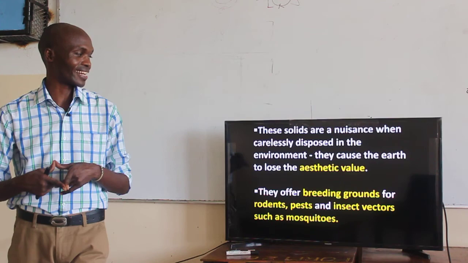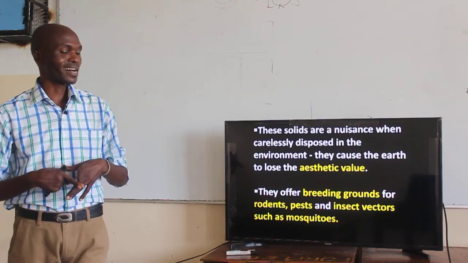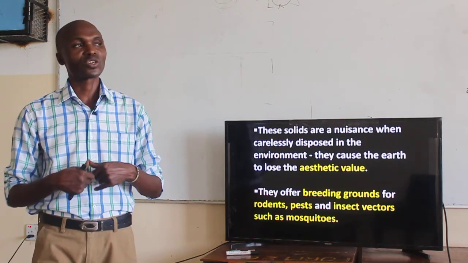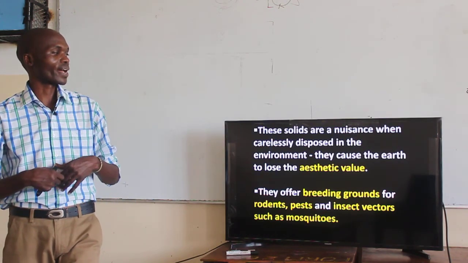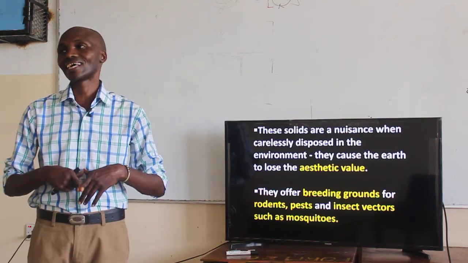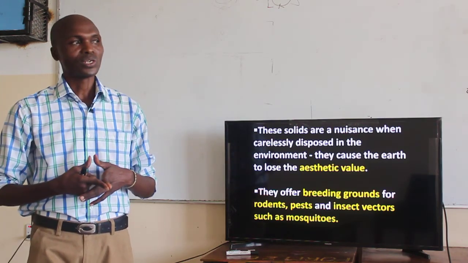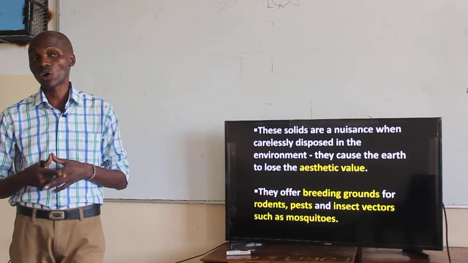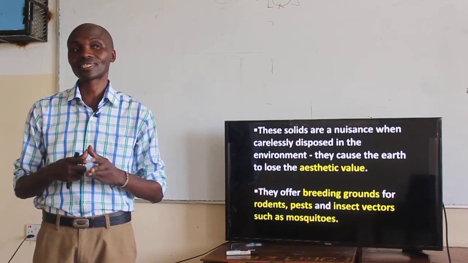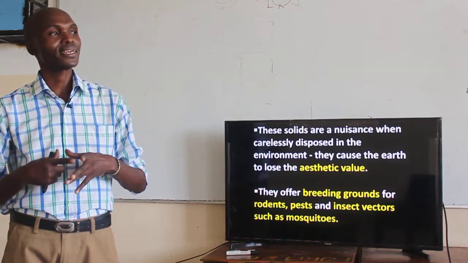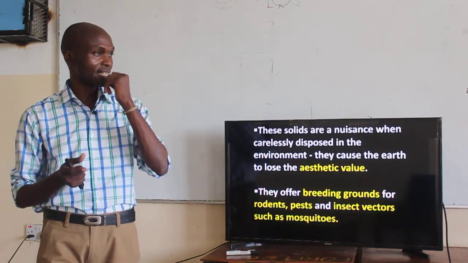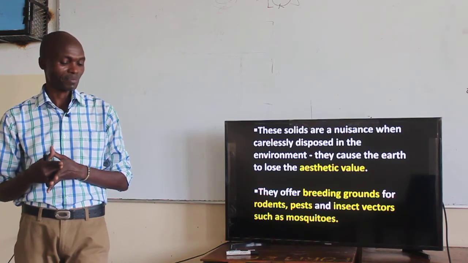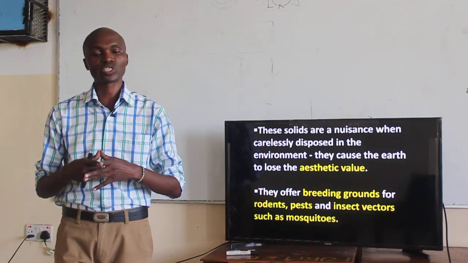Generally, we are saying that if they are not properly disposed of, then they cause our earth, our environment, to lose that aesthetic value. In other words, the beauty derived from a given area is lost if this solid waste accumulates to very high levels. I'm sure you've seen some of the deposition areas where waste is deposited within the vicinity. Then the place looks completely awkward.